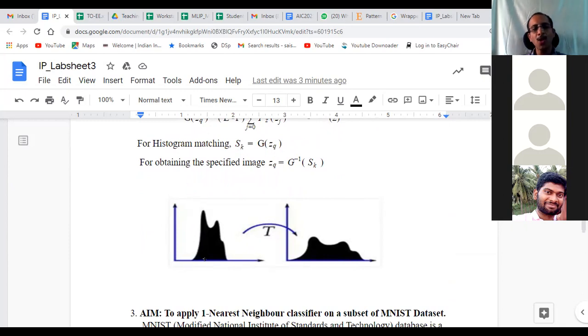So in the process of mapping, first you should get a table. That table will have the initial intensity values of the first image and its CDF values, then the CDF values of the second image and the intensity values of the second image. So it is a table, a matrix array, with 4 columns and several rows. You take that matrix.